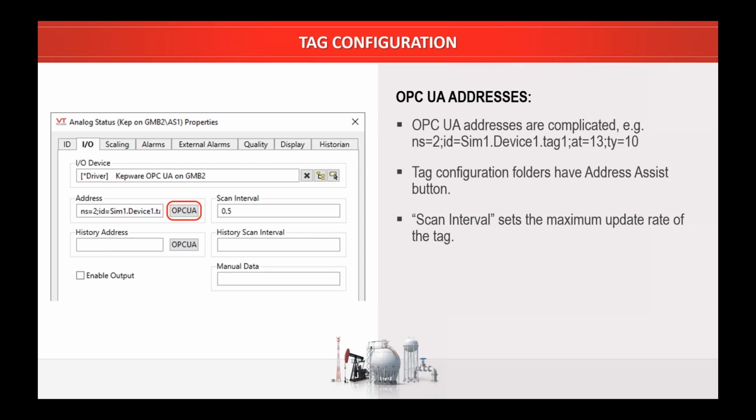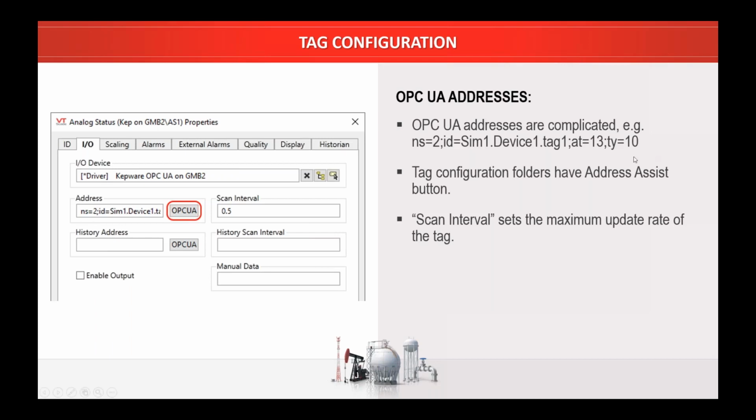So we have provided Address Assist for OPC-UA, much like we have for OPC Classic, where you click the button and you can browse the OPC-UA server and pick the tag that you want this particular VTScada tag to get the value of. And whilst we're on this particular config folder, the scan interval there sets the maximum update rate of the tag from the OPC-UA server. So it's effectively like a poll rate, but we don't poll as such like in Modbus. We get updated at that rate by the OPC-UA server.